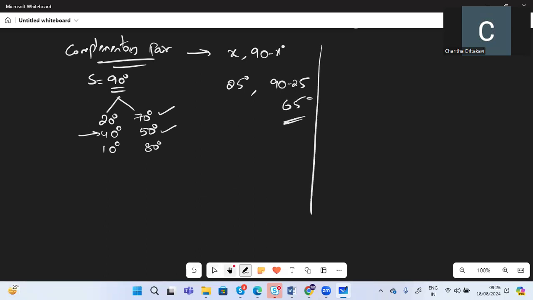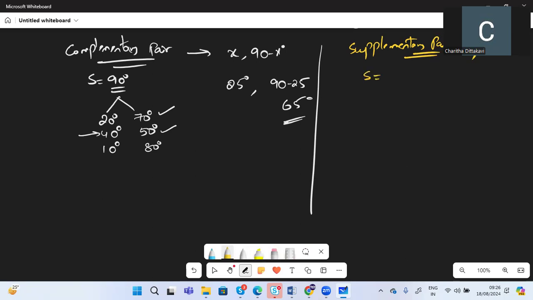Same is the concept with supplementary pairs also. Now coming to supplementary pairs, if one angle is x, it works in the same way. When the sum is 180 degrees, when one is 100 degrees, the other is 80 degrees. When one is 140 degrees, the other will be 40 degrees. When one is 150 degrees, the other will be 30 degrees. And how are we getting this? When one is x, the other will be 180 minus x degrees. Clear?